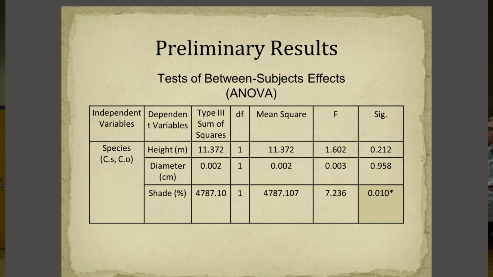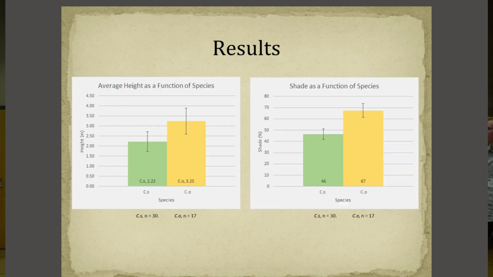So here we have height, diameter, and shade. I did a note between the two species. Now, the only thing I found significant thus far was shade percentage. So the orbiculatus was found in heavier shade regions in a significant fashion as compared to the native scandens. Height was also, though not significant, it was noted that orbiculatus was generally larger than the native.